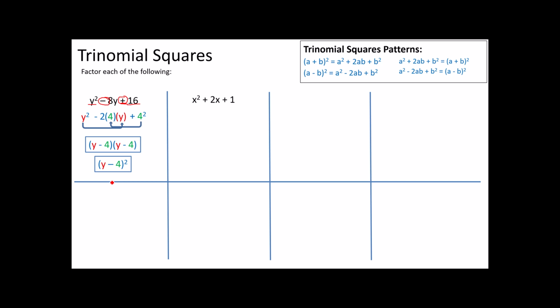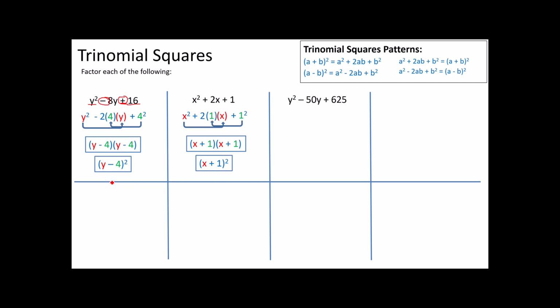Are you ready to try this on your own? If so, pause the video and keep going. I'm going to assume you've already done that. X squared is a perfect square. 1 squared is a perfect square. The question is the middle: 2 times 1 times x? And it is. So this is x plus 1 times itself, or x plus 1 squared.